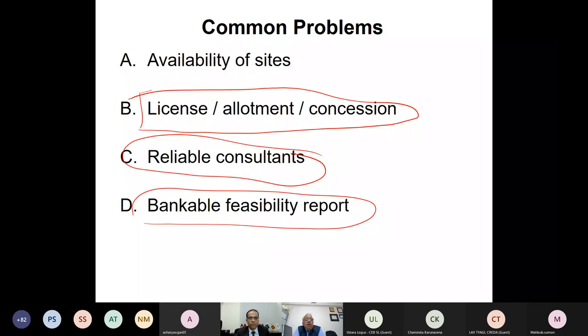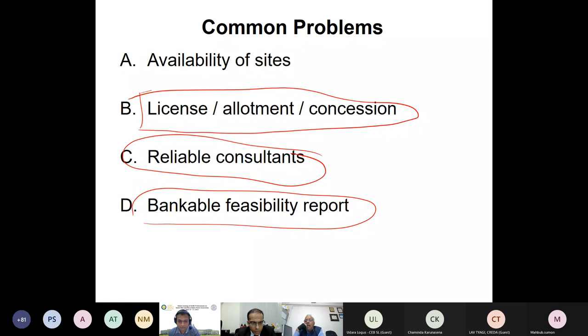Okay, Mr. Padal, I think we can close that session and then maybe you take over now. Okay, thank you, sir. Now we are going to start a very good topic, hybridization with small hydropower plants, which will be covered by Professor Himanshu Jain.